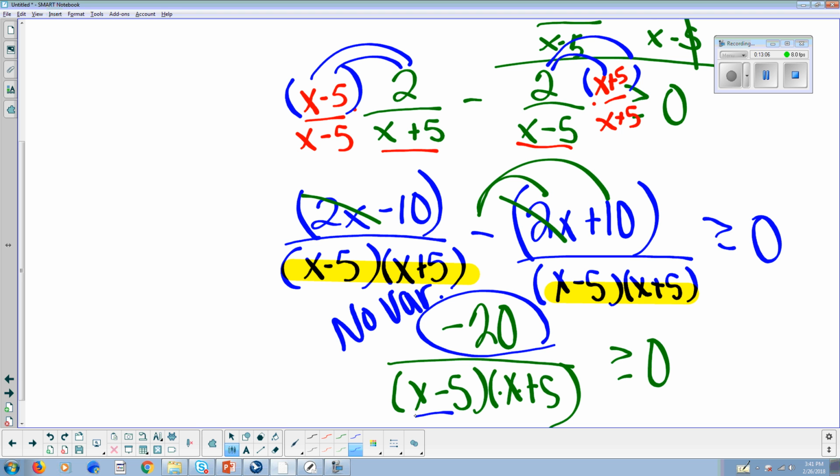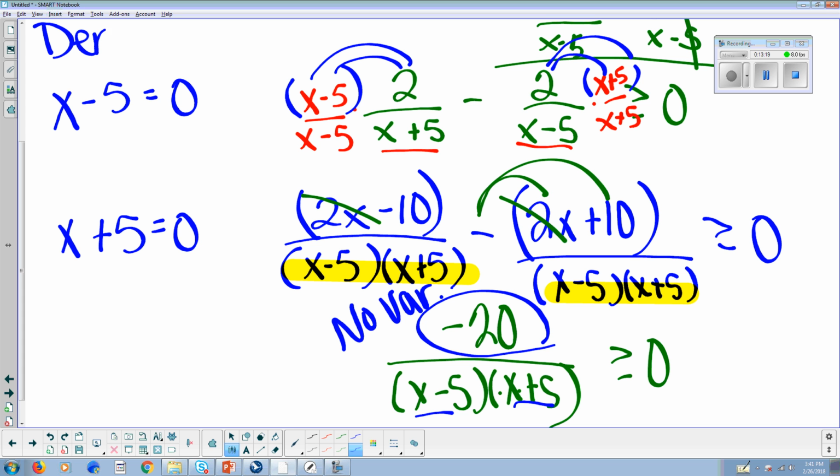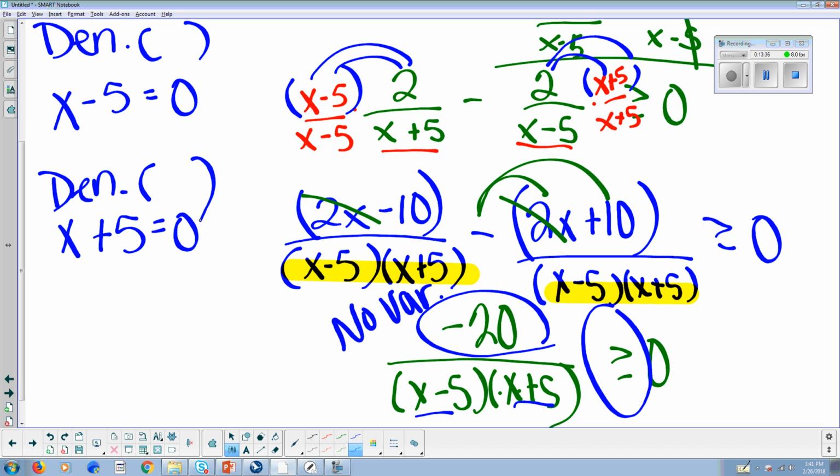I do have, however, 2 factors in the denominator that contain x. I'm going to set x minus 5 equal to 0, and I'm also going to set x plus 5 equal to 0. Now these both come from the denominator. And when I look at my symbol here, it was a greater than or equal to symbol. If I had had an expression from the numerator, that would have indicated I would use a square bracket here. Since these are both from the denominator, I'm going to be using curly brackets.